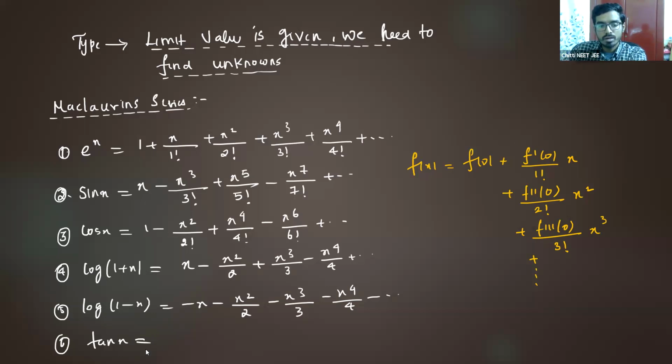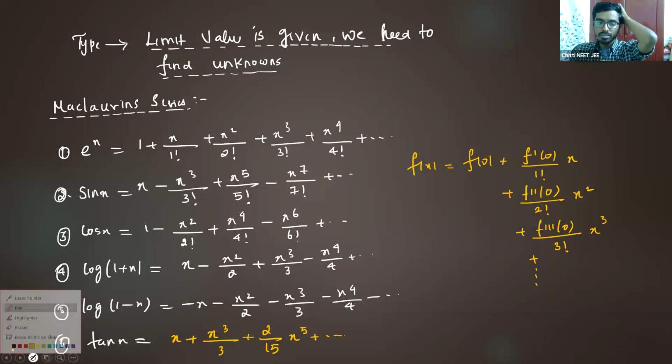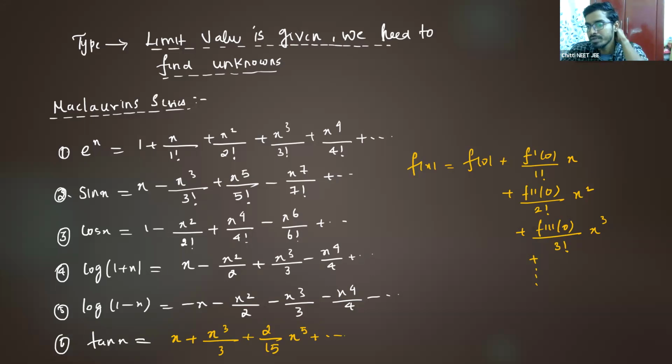Okay. Maclaurin series expansion of tan x. So tan x is x plus x cube by 3 plus 2 by 15 x power 5 and so on, right? So with the help of this, we can also find the unknowns. So we'll straight away get into the problems. We're going to do only some 4 to 5 problems, and then we're going to wind off today's class.